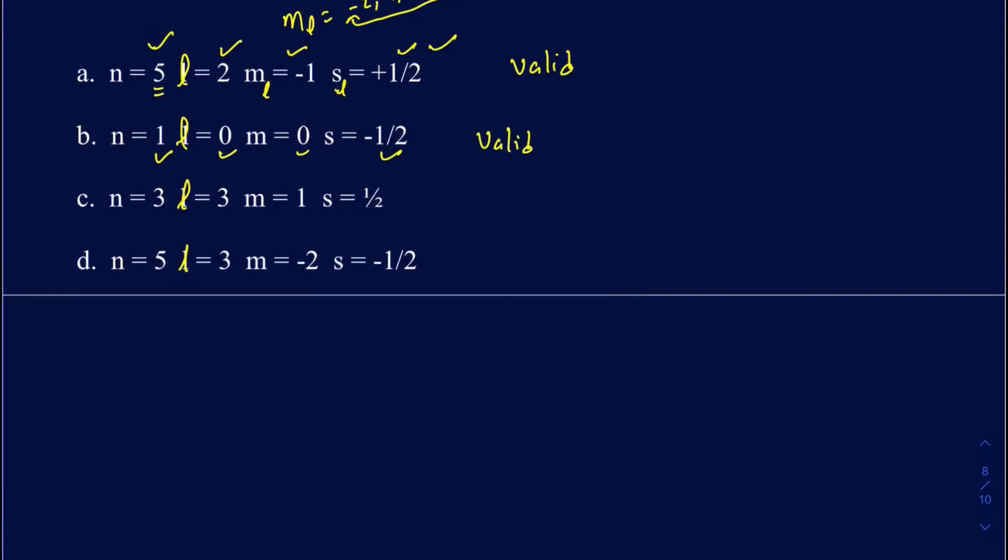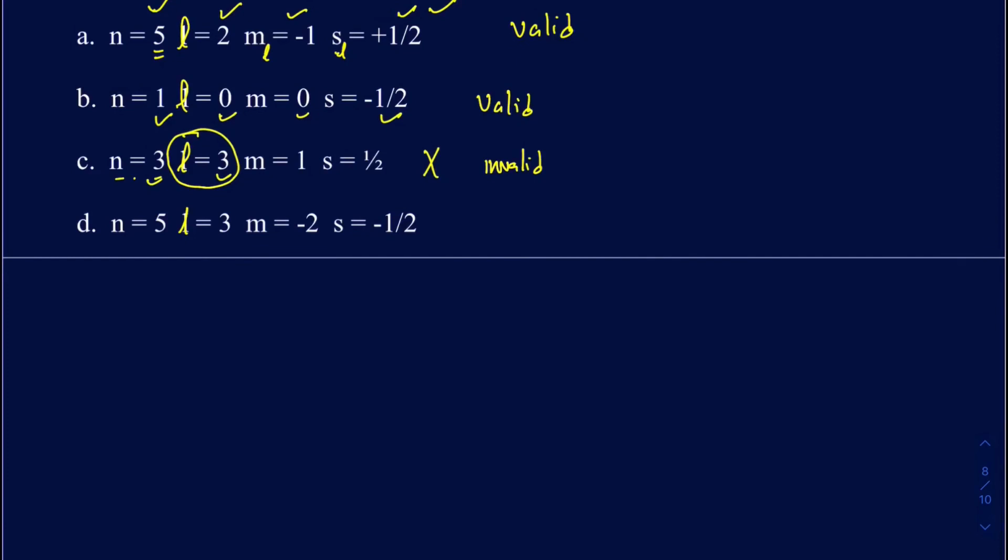Let's look at C here. Your n value is 3, and your l value is also 3. That's a little bit fishy, because what we know so far about quantum numbers is that your l value must be less than the value of n. As a result, this is an invalid set of quantum numbers.